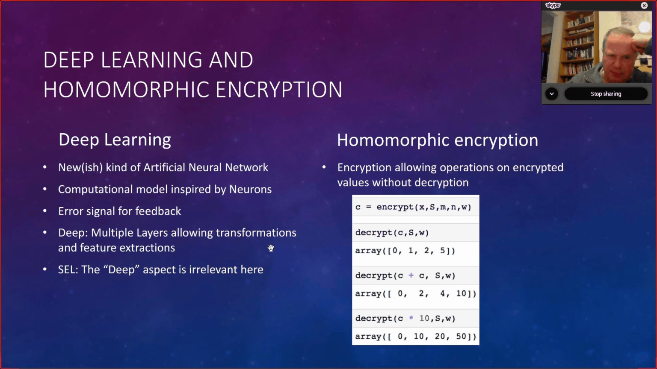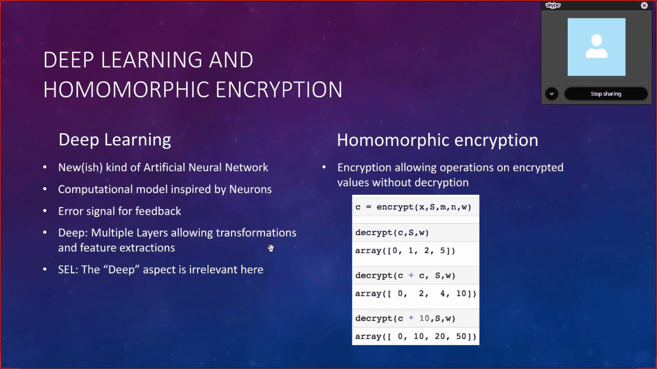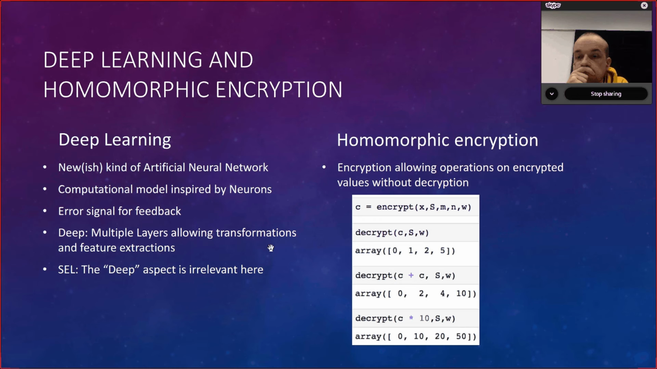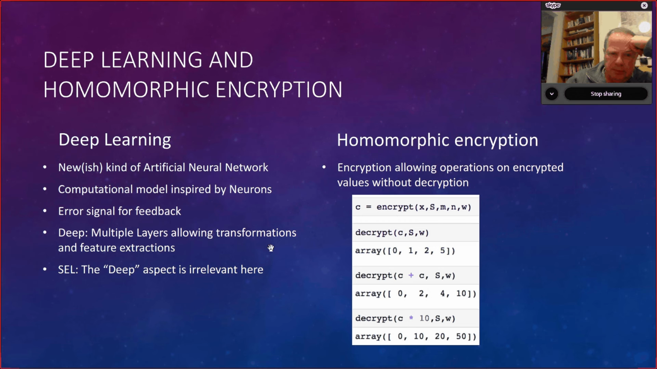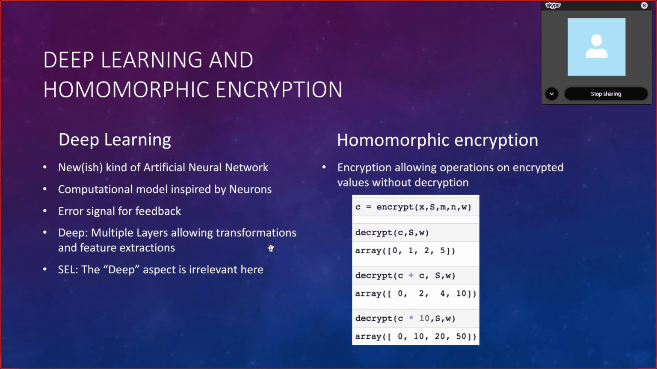Deep learning and homomorphic encryption. Deep learning is a somewhat new kind of artificial neural network. An artificial neural network is a computational model that is very much inspired by the brain, uses some small components that are modeled as neurons. It's not directly modeled on the brain. Inspired would be a better word. And the deep part in it is that it doesn't just have input and output, but some layers in between that allow things that are kind of like transformations and feature extractions.